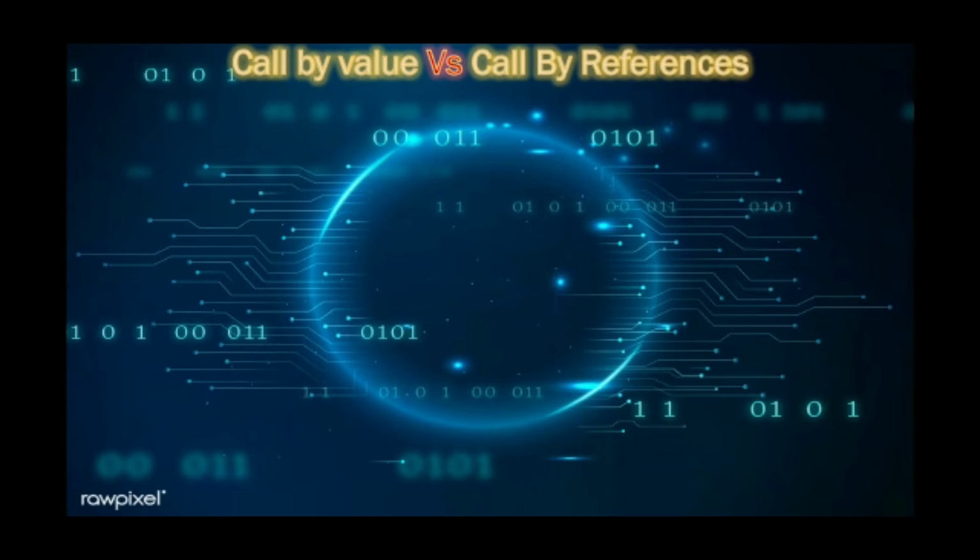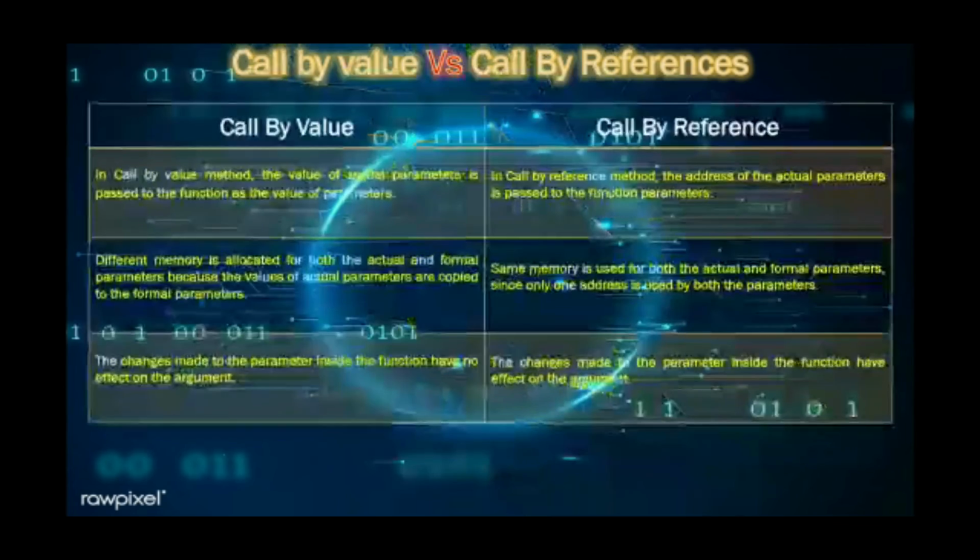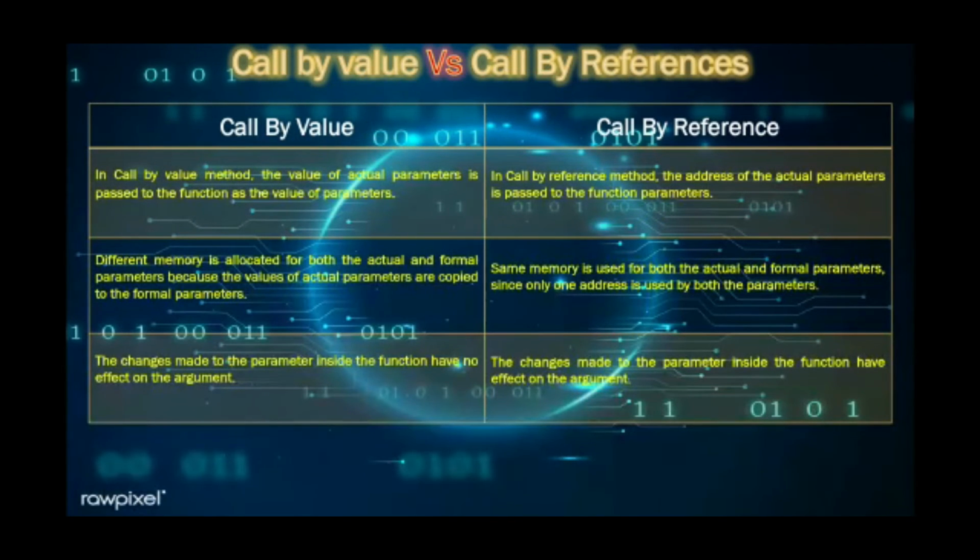So now let us see call by value versus call by reference. Let's see some of the differences between them. In the call by value method, the value of the actual parameters is passed to the function as the value of the parameters, whereas in the call by reference method the address of the actual parameters is passed to the function parameters.